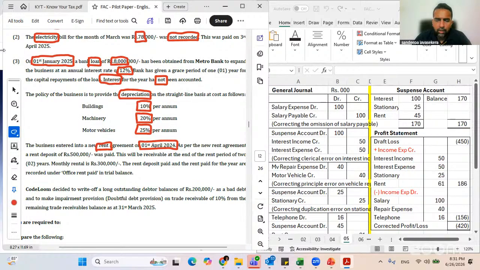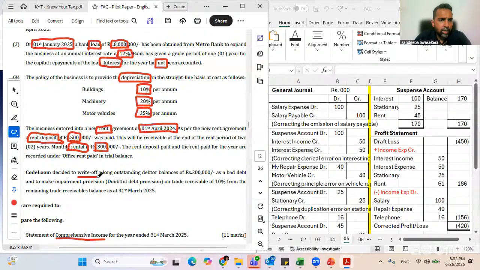There's a rent deposit of rupees 500,000 that was paid. This will be receivable at the end of the rent period. That means you have paid. Sometimes you have to give a rent deposit to the landlord. He's keeping it until the agreement is over. After the agreement is over, you can get that money. So it's an asset for you. Rent deposit is an asset. Monthly rental is 300. Deposit paid and the rent paid are under the office rent paid.